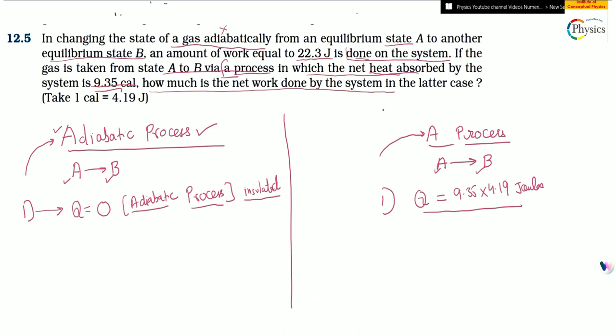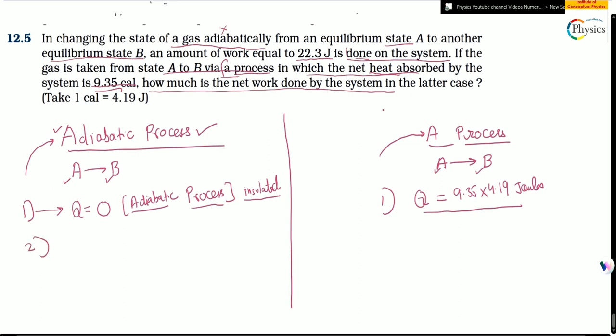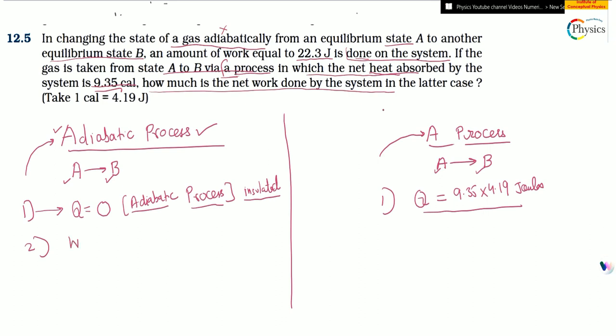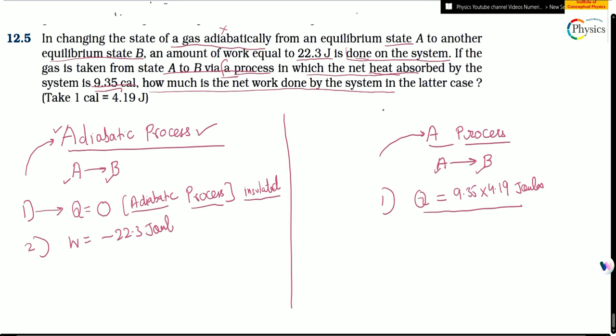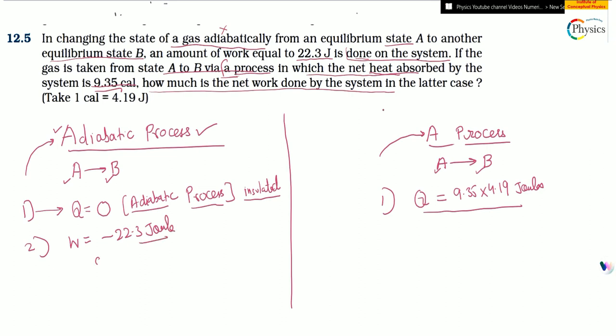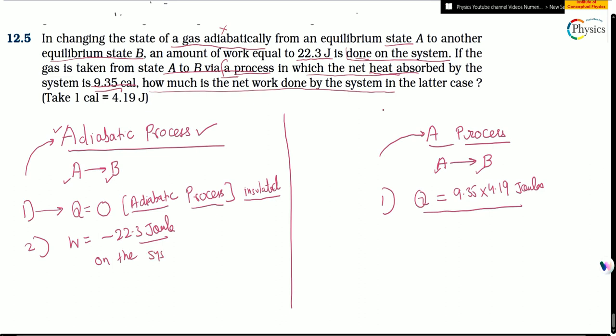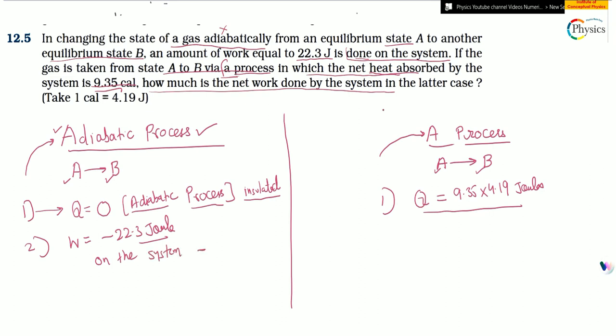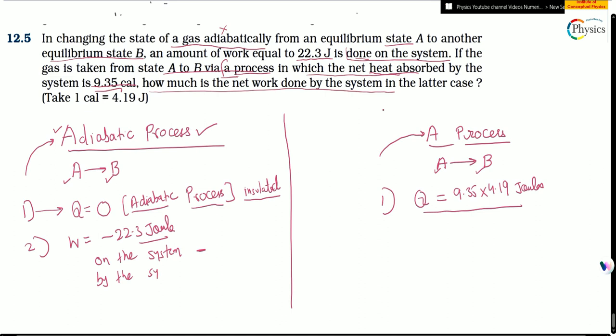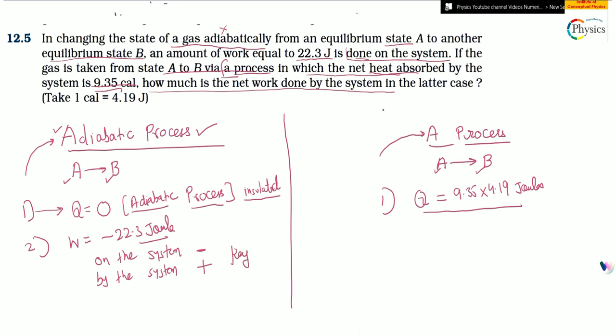All right. Let's talk about another situation. What is happening in this particular case? The work has been done on the system. W is equal to, if you do work on the system, you're compressing the system and therefore the work done is negative, minus 22.3 joule. Work done on the system. Again, sign convention, the work done on the system is negative, it compresses. Work done by the system is positive.